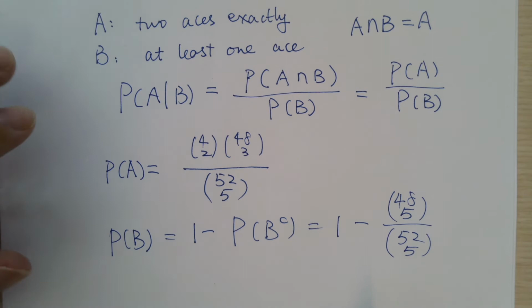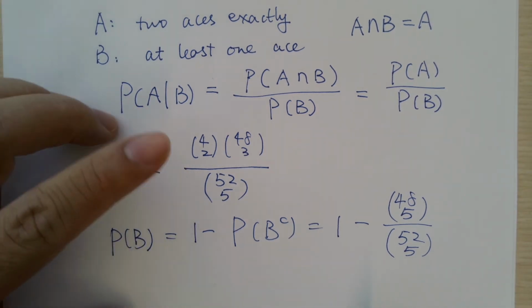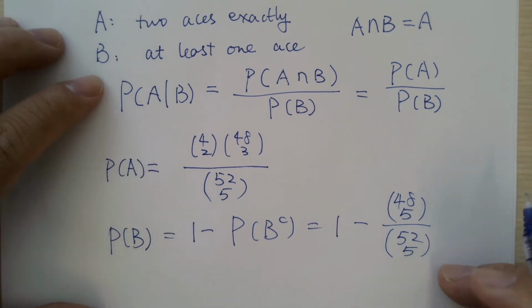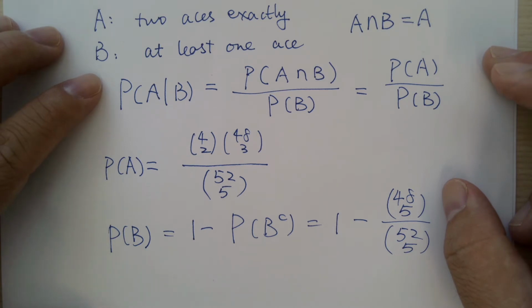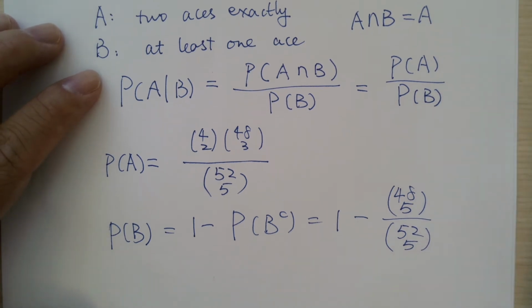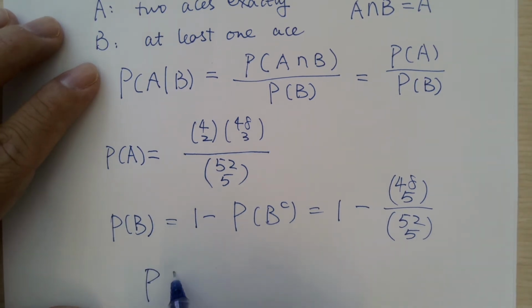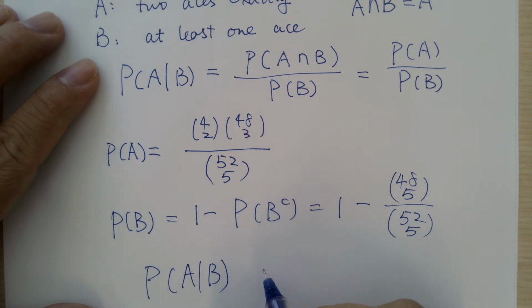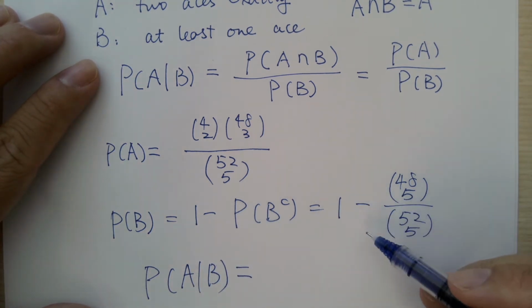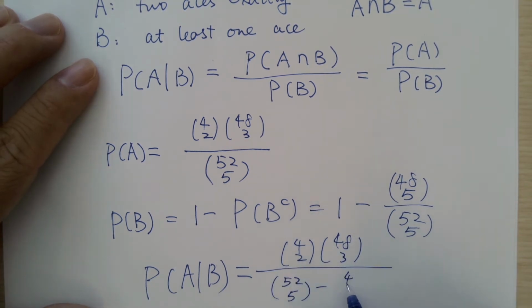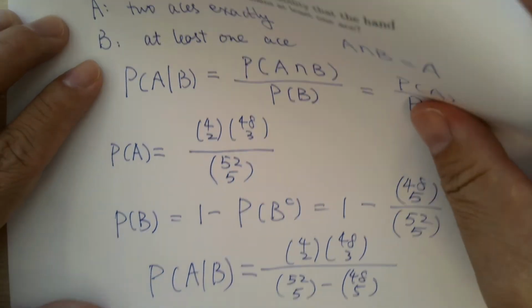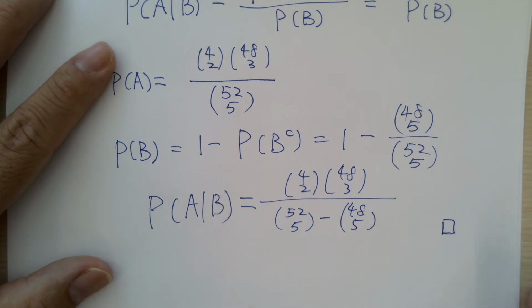So you've got the probability of A, you've got the probability of B, and then you can easily derive that, right? So in fact, you can simplify this. A given B equals, you can let them have the same denominator, and then it's going to be 4 choose 2 times 48 choose 3 over 52 choose 5 minus 48 choose 5. Okay, so that's the first problem. Simple.